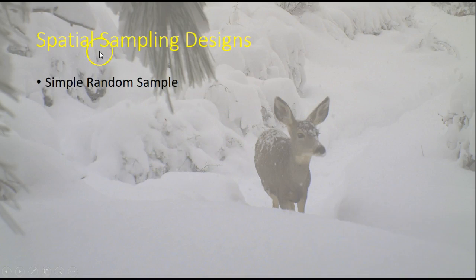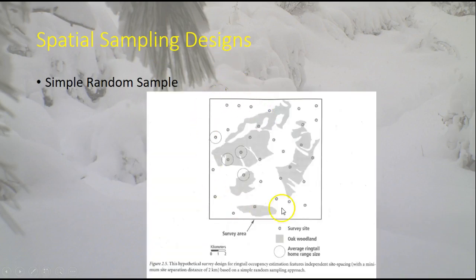Okay, let's talk about some spatial sampling designs. First of all, we have simple random samples. This is the idea that every member of the population has an equal chance of being sampled. So if I was studying ringtail cats here, I might set up a camera at each of these dots, and the computer randomly told me locations.